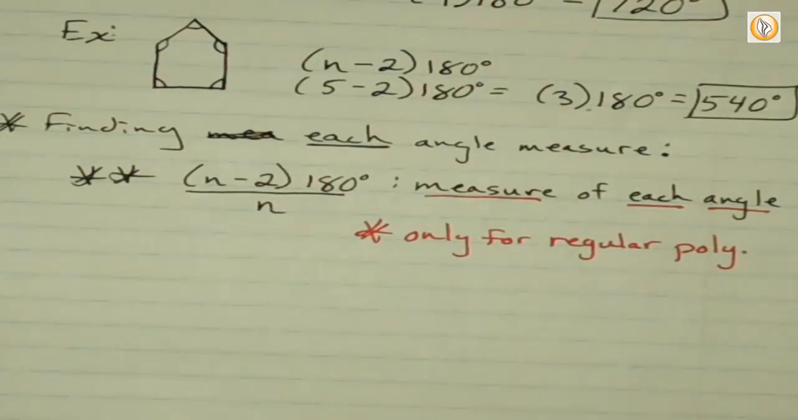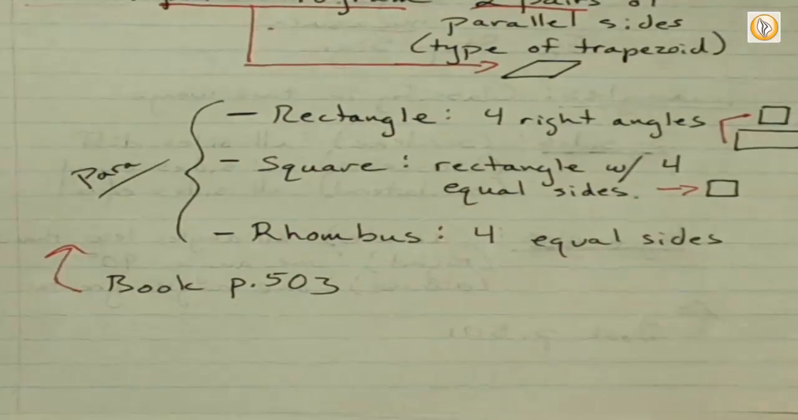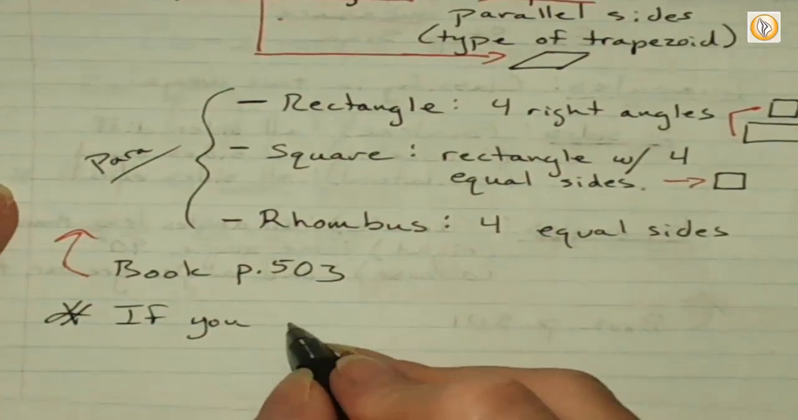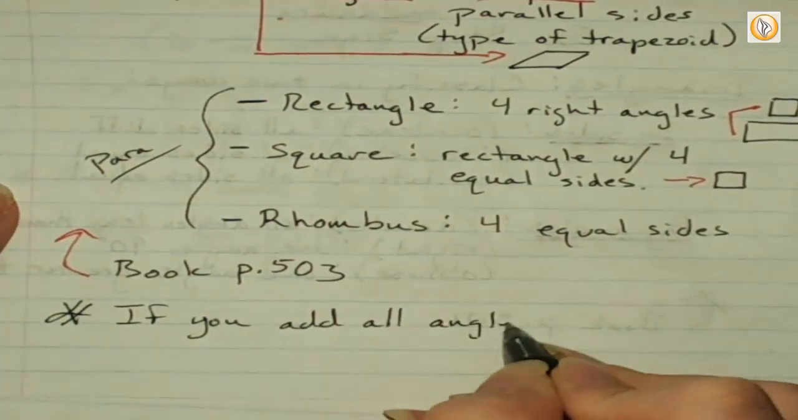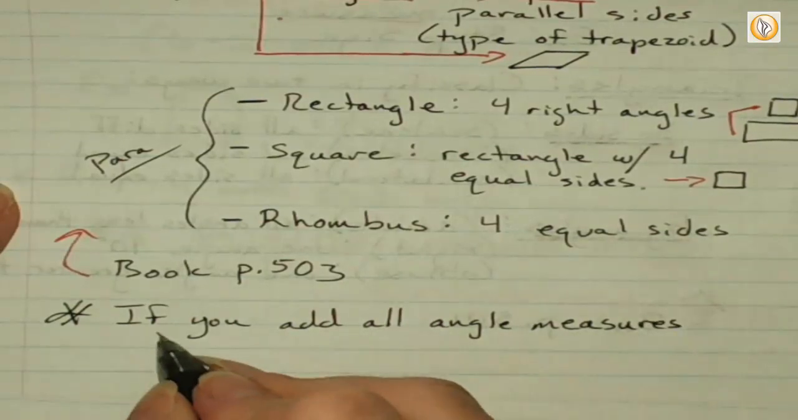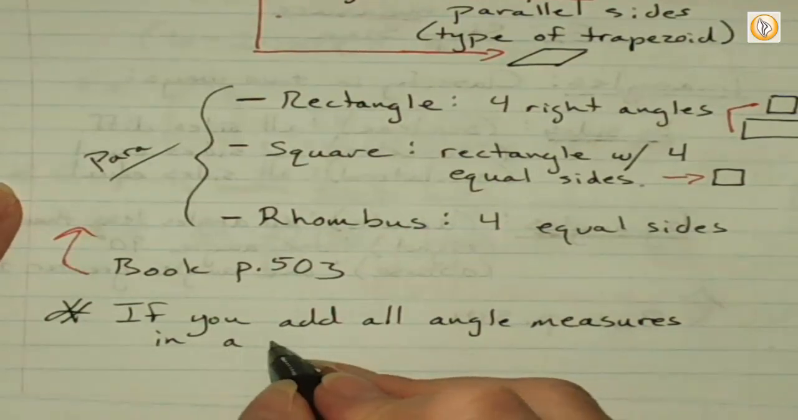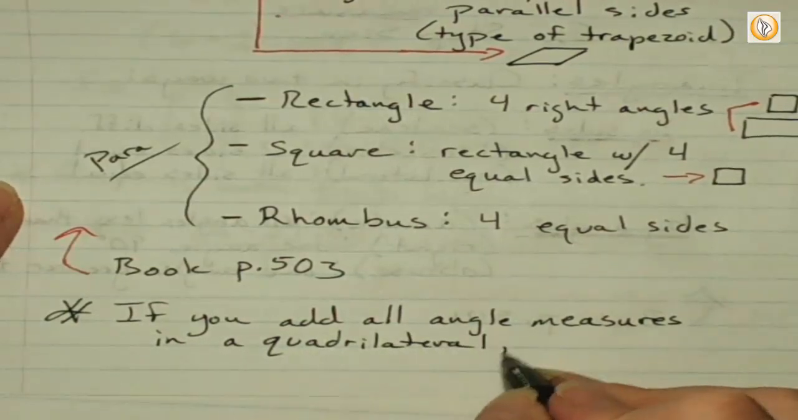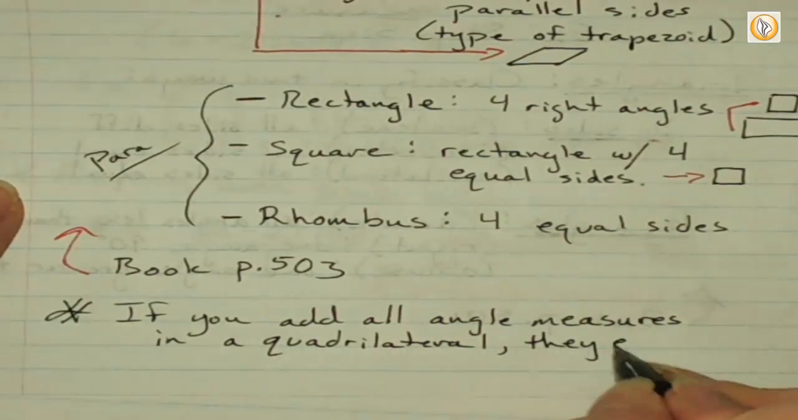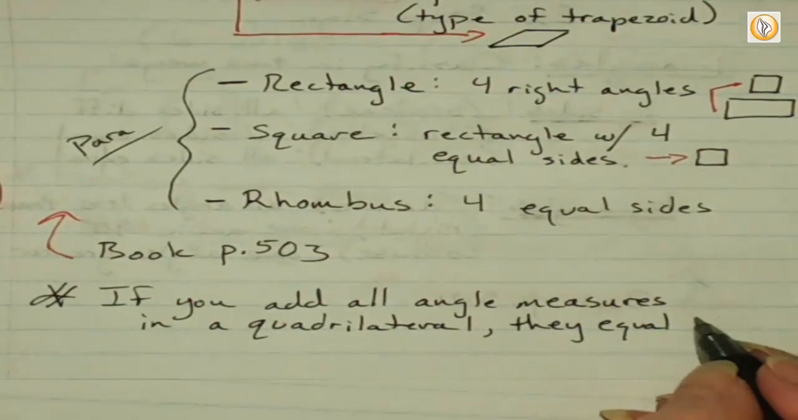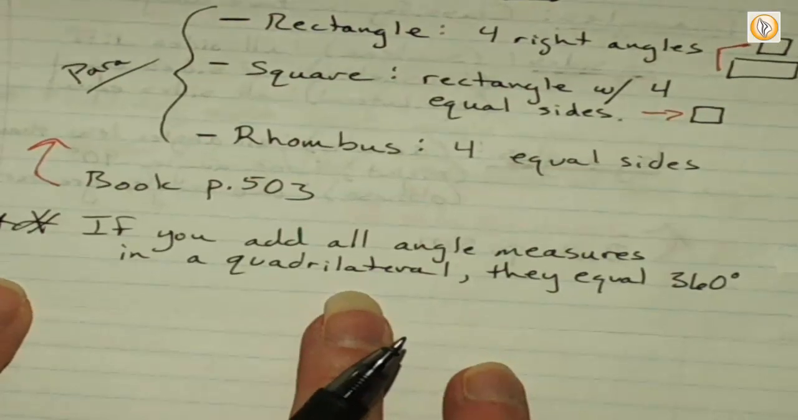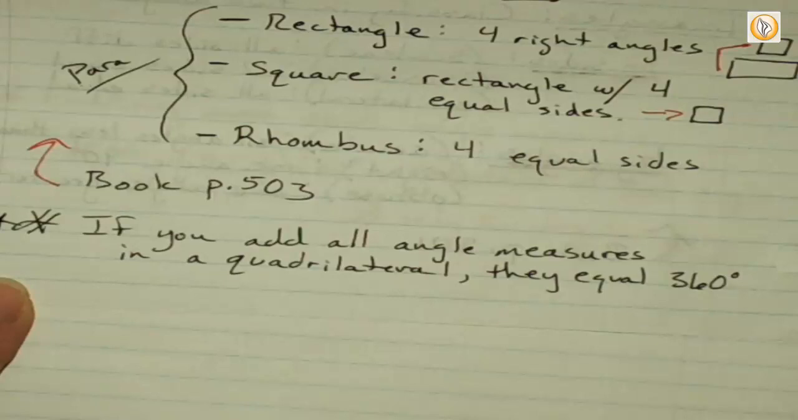Oh, I think I missed something too. Oh, quadrilateral, back here to quadrilateral. Four-sided figure. If you add all angle measures in a quad, they equal what? No, that's triangle. 360. So any four-sided figure, when added, they give you 360. That's important. I don't know why that's not in my notes. Okay, 360.